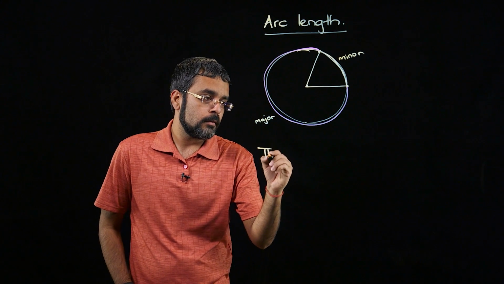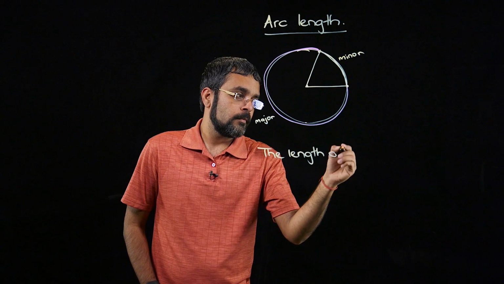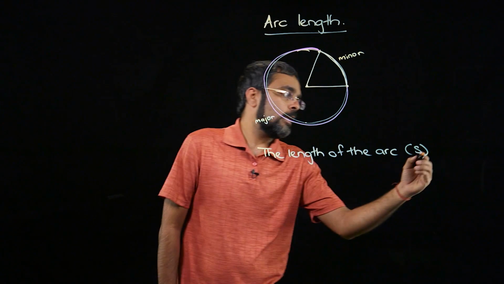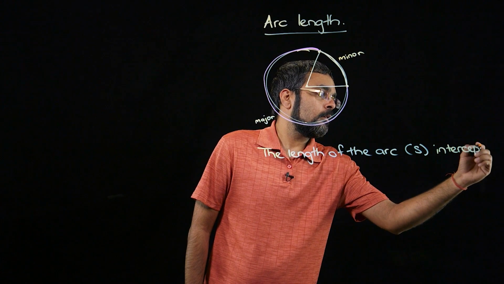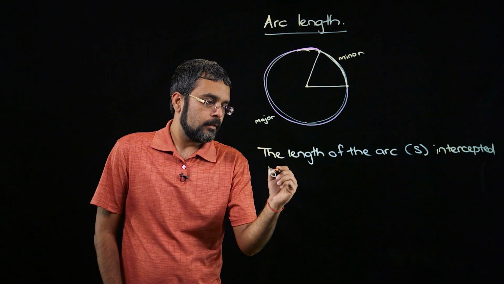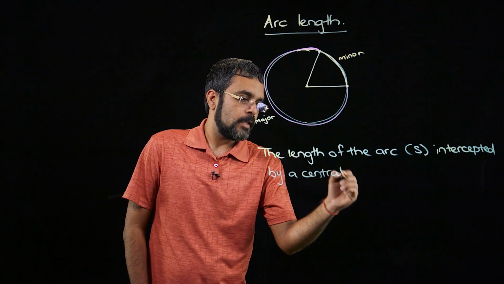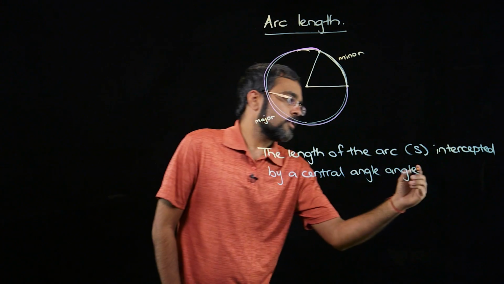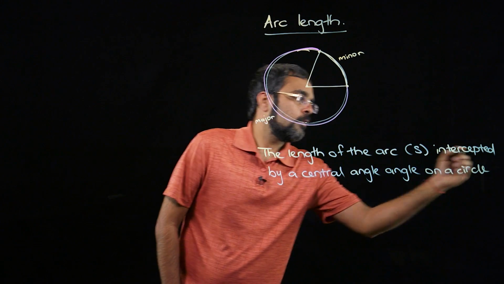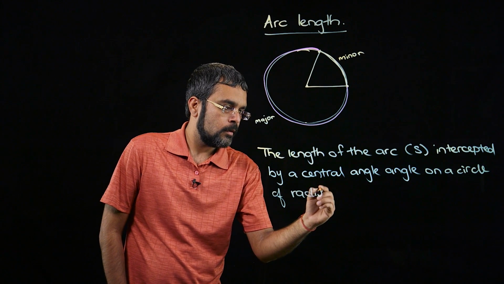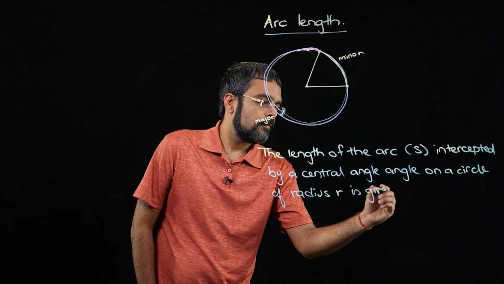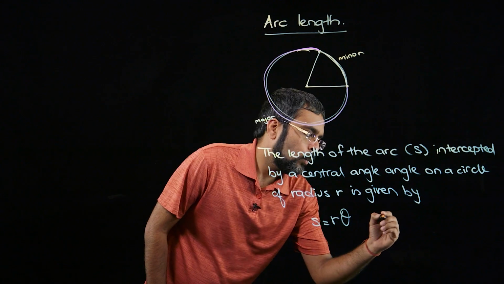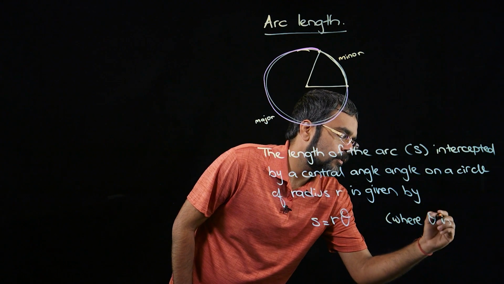So how do we get the arc length? The length of the arc, and we're going to call that small s, the length of the arc S intercepted by a central angle on a circle of radius r is given by S equals r theta, where theta is in radians.